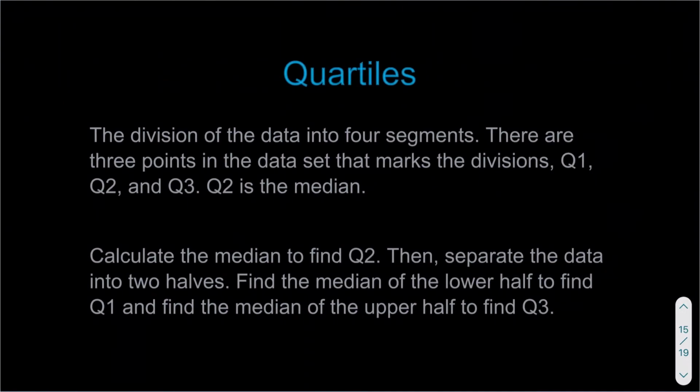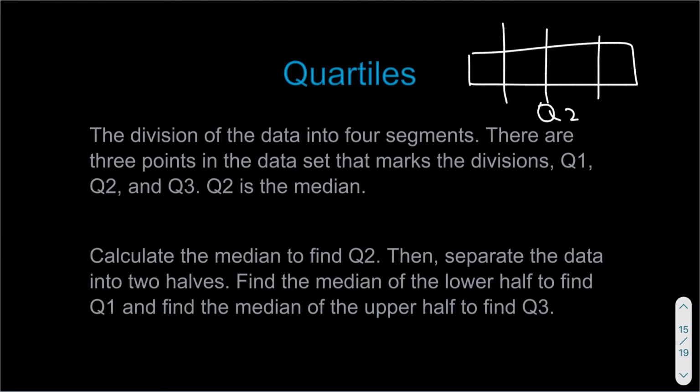Let's look at quartiles. So quartiles, as the name suggests, divide the data into 4 segments. There are 3 points in the data set that mark these divisions: Q1, Q2, and Q3. Keep in mind that Q2 is the median. So let's say that this bar was a data set. Quartiles will divide this into 4 sections. Q2 is the middle, Q1 is the left, and Q3 is the right.